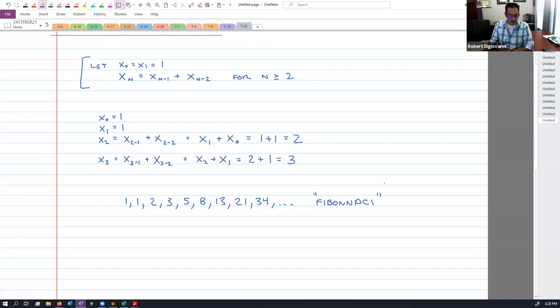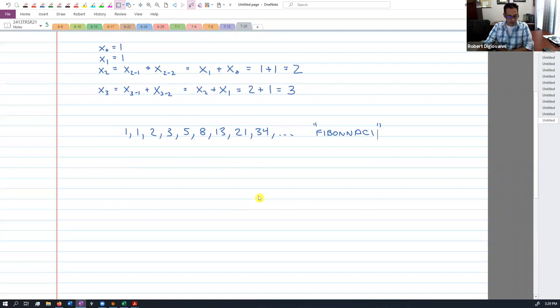All it is, every number is just the sum of the previous two. And you always start with 1, 1, and then this one is just these two added. So 2 is 1 plus 1. 3 is 2 plus 1. 5 is 3 plus 2. 8 is 5 plus 3. 13 is 8 plus 5. 21 is 13 plus 8. You just keep on adding the previous two to get the next one. And this appears in different places.